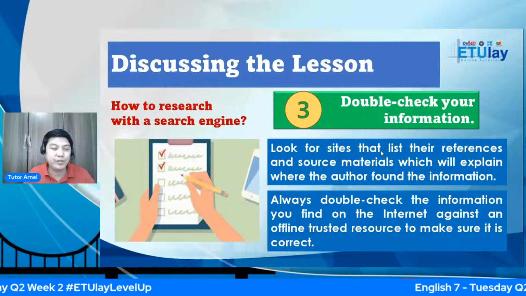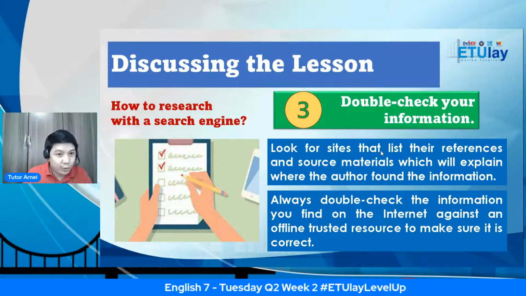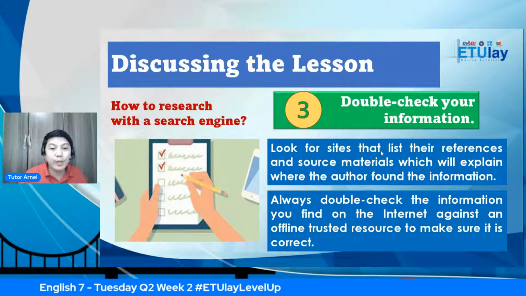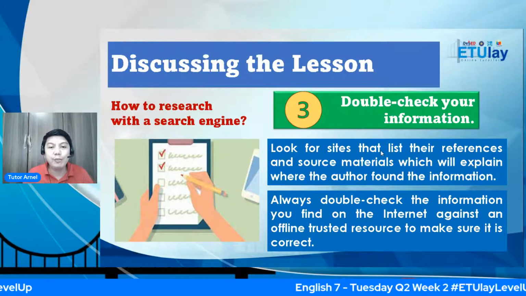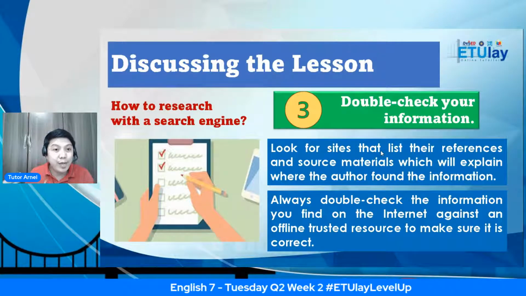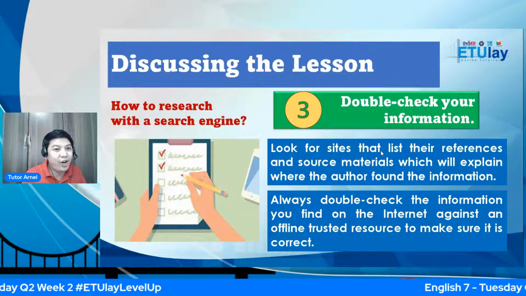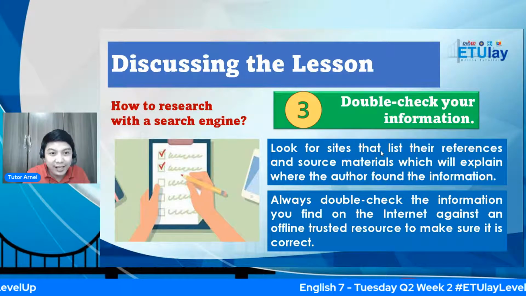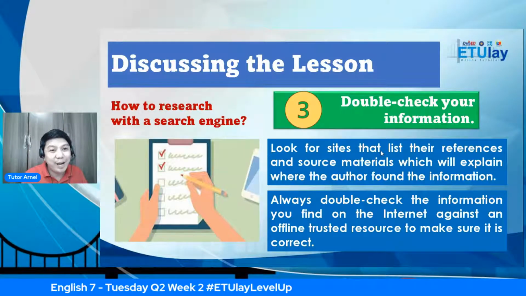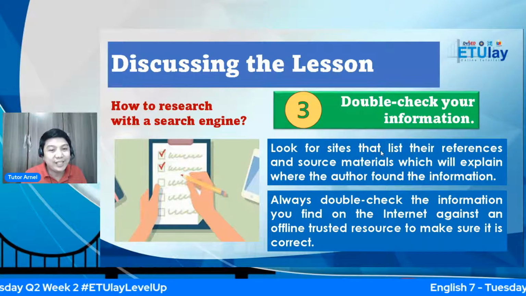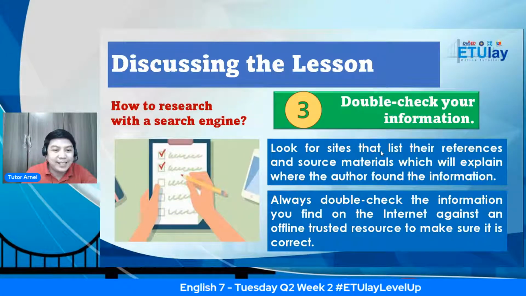For example, the pictures. All right, where did you get the picture, the sources, the video, etc.? So always double check the information you find on the internet against an offline trusted resource to make sure it's correct. So some people, just to make sure, still check it in a book. For example, they checked particular information online, and there's a particular author mentioned in there. So they will really look for the hard copy of that just to check whether it's really a reliable source that they got from online websites. Okay, so let's see what we have here.